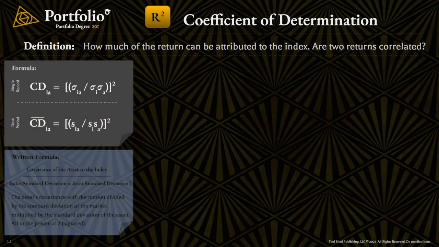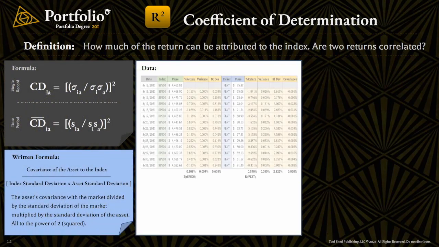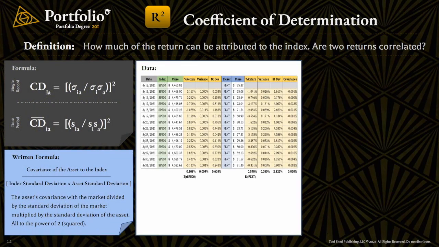R-squared is the coefficient of determination. This is a measure that you can use to determine how much of a return can be attributed to a particular index. In other words, it's a measure that you can use to see how much two things are correlated. And correlation is a fun word for me because it means something mathematically, and I hear people use it in business settings all the time fairly loosely.